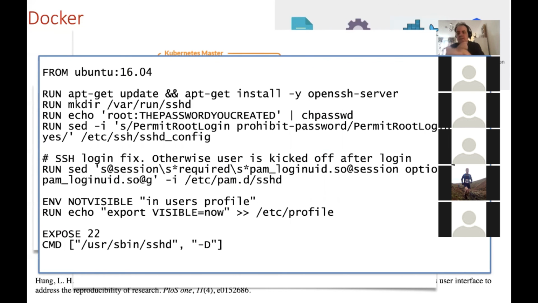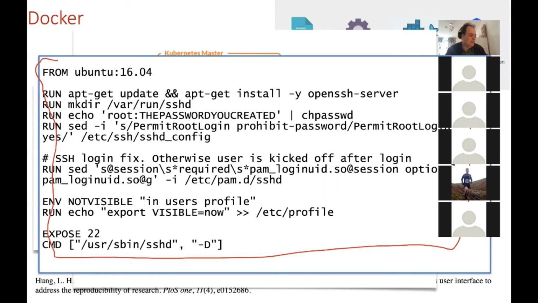Then we can put passwords and usernames onto that Docker component, and then we can actually push that out. So this is the basic config file for a Docker component, and in this case, we're setting up SSH onto it.